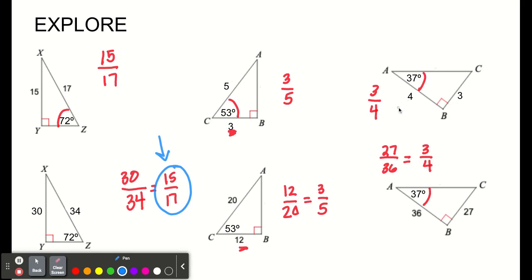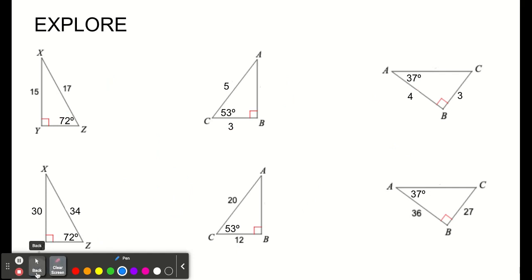Now, this is just 3 specific examples where we have an angle of 72, an angle of 53, and an angle of 37. But there are these consistent ratios for all right triangles that allow us to set up these ratios so that we can find missing sides. Okay, and this is what trigonometry is. So let's take a look at our vocab.